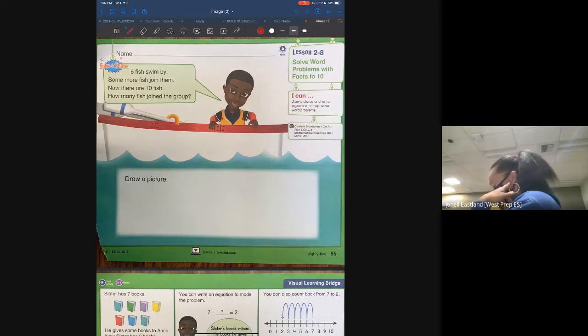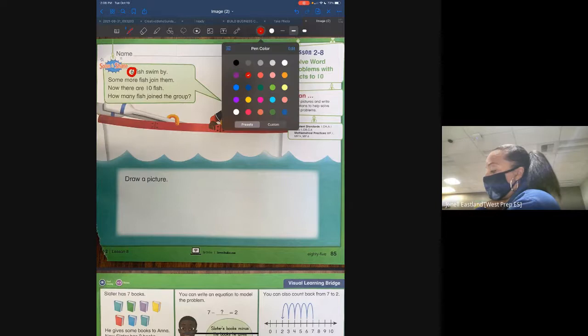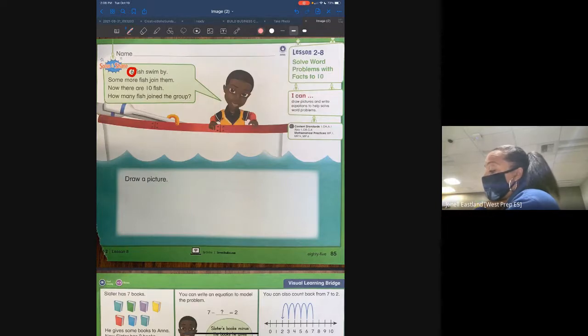And I want you to think about this, guys. How many fish are there at first? 6. I'm going to circle 6 because that's important to me to know. 6. There are 6 fish at first. How many fish are there at the end? 10. What does 10 represent? My total. Can my number be bigger than 10? No. Think about that when you're solving that.